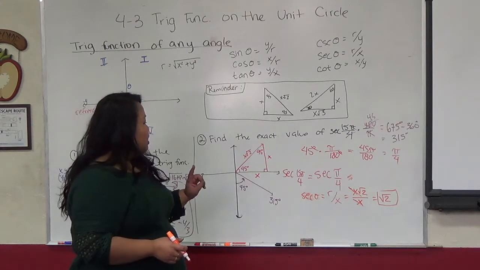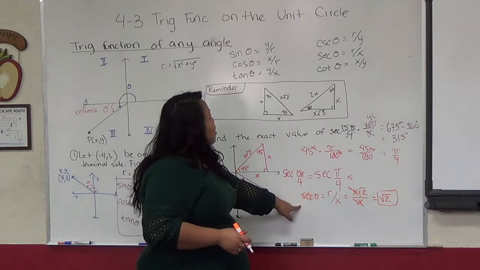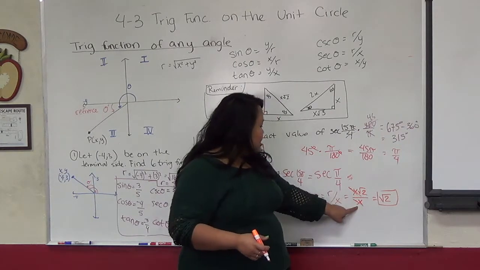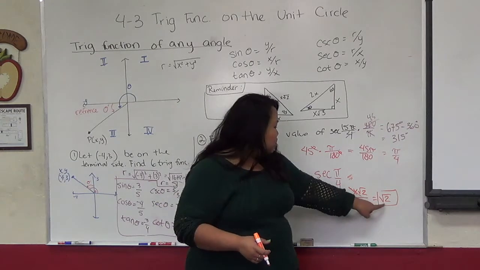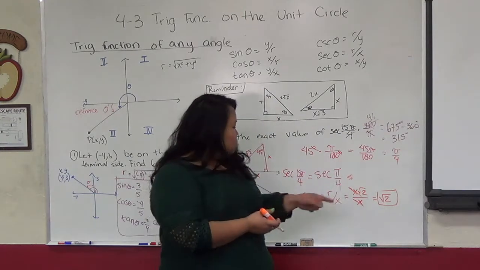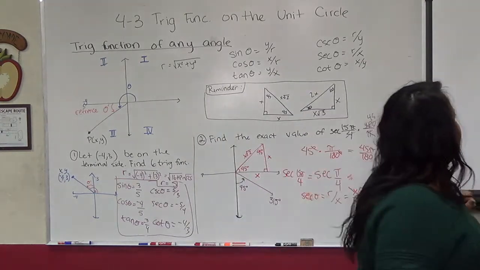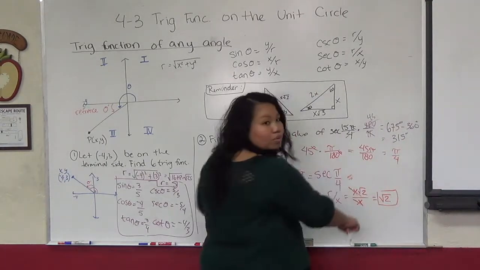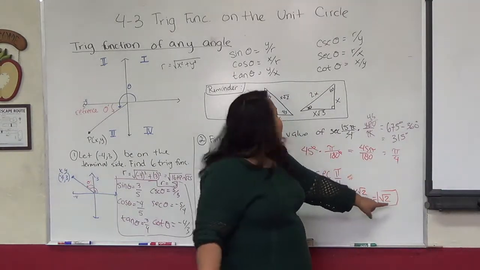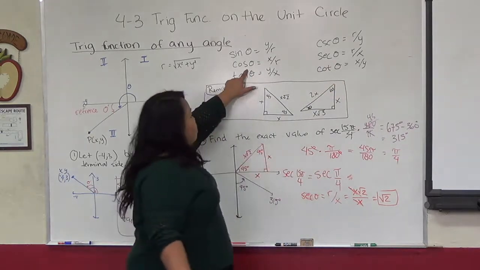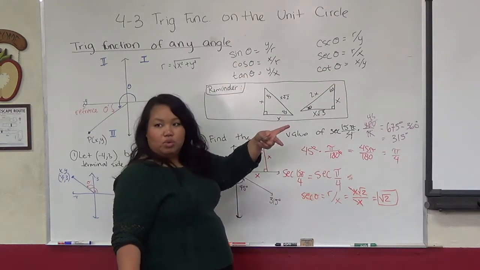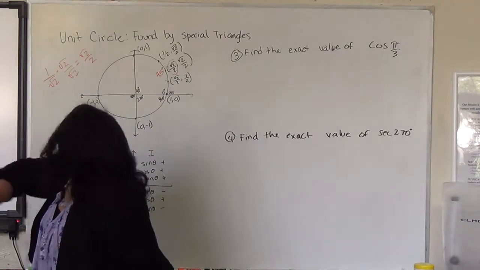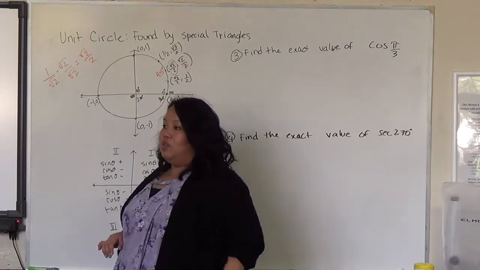So secant theta is root 2, so that means x is root 2. Okay, so hold on. Secant theta is root 2, all right? So that means cos theta would be 1 over root 2. A combination of this with that in order to create that of the unit circle.